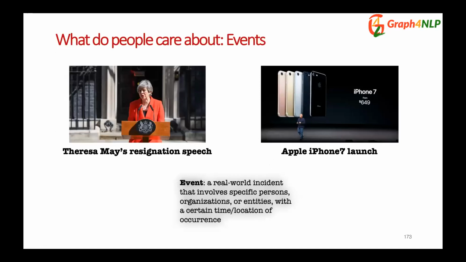So we may think about what are the things people care about. So the first category is the different events. We define an event as a real-world incident that involves specific persons, organizations, or entities with a certain time or location of occurrence. So for example, the transformation with the national speech is an event. And Apple launching new iPhones is also an event.